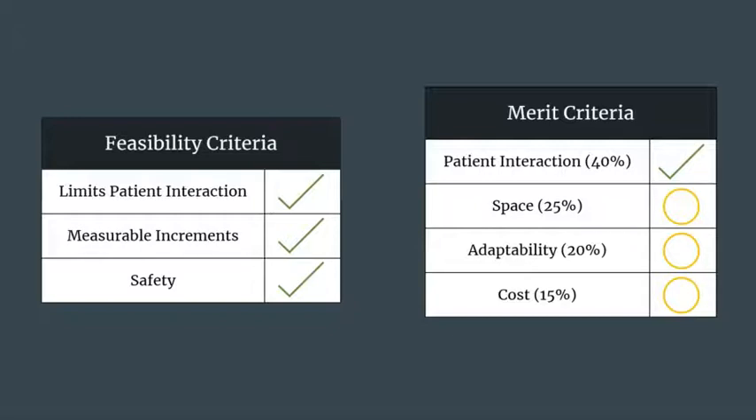And looking at the merit criteria, we say we met our patient interaction because we have no patient interaction once it's in the mouth. It's good. Space, adaptability, and cost, there are these yellow circles by, just because when we developed this criteria, we were thinking of a true to size model, and so since our device is bigger, we can't accurately say if we have met those criteria, but we also cannot say that we have not met the criteria, so those are getting yellow circles.